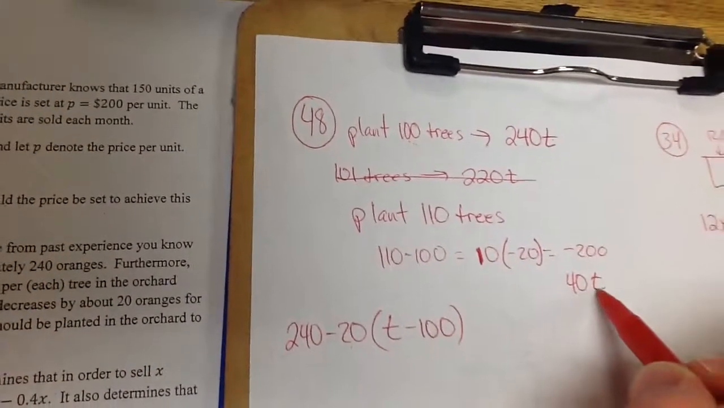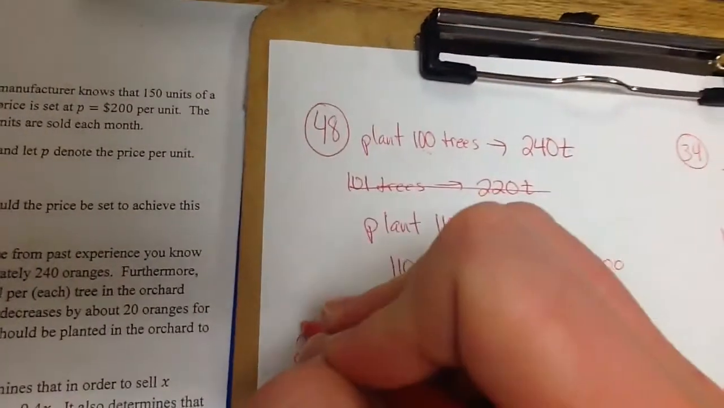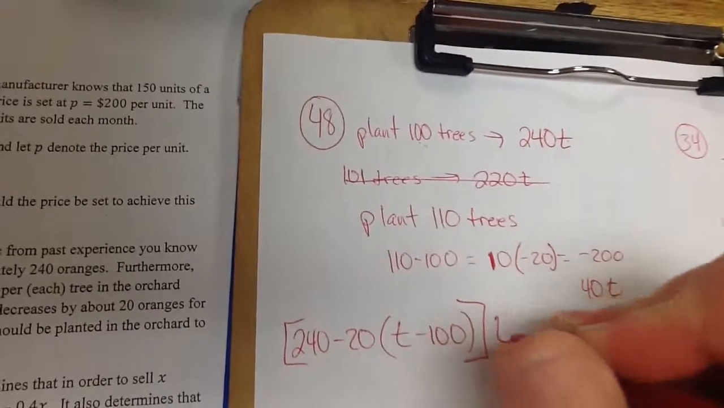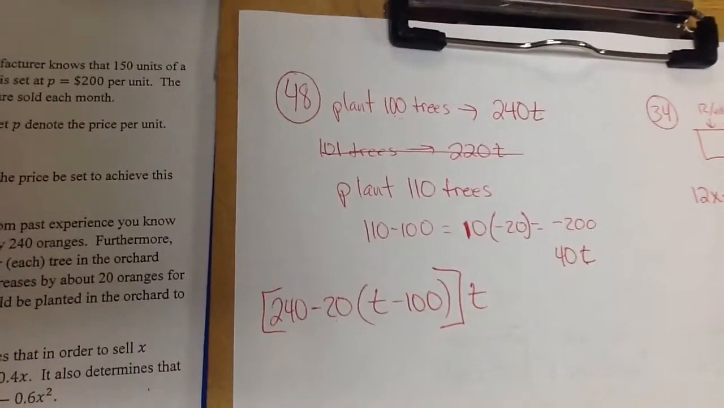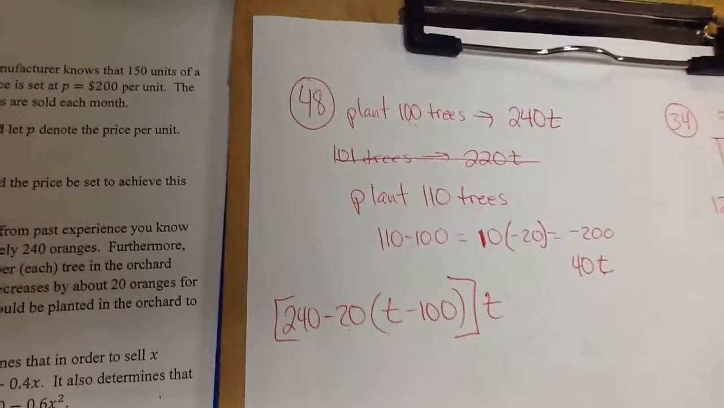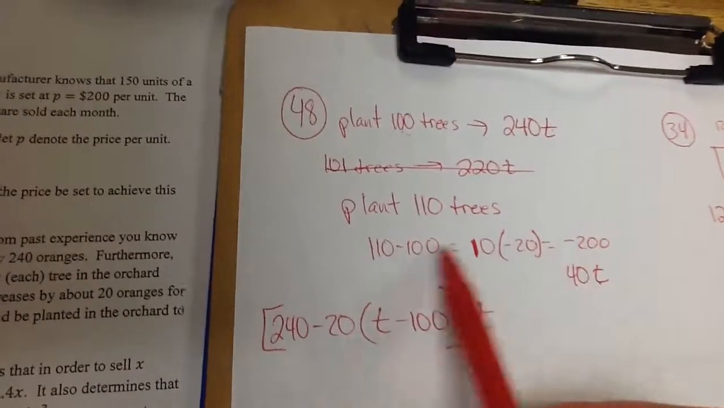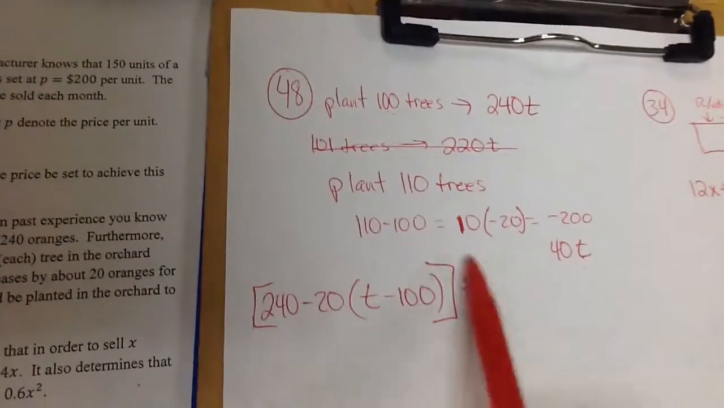And then I multiply that by the number of trees I planted to get how many oranges I have. So I did that really fast, but that's kind of how you build it. Do a sample calculation and then figure out what you did actually in your calculation to build your equation.